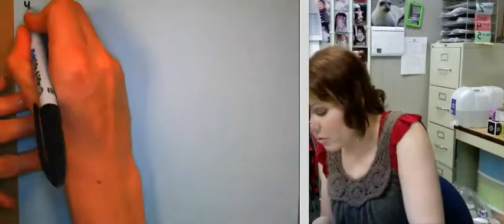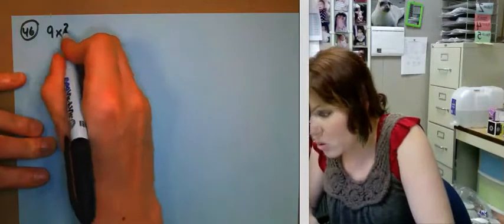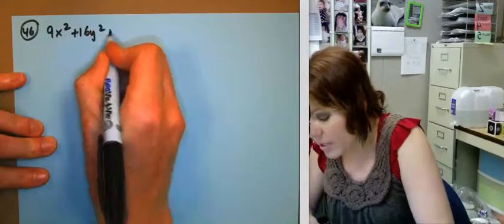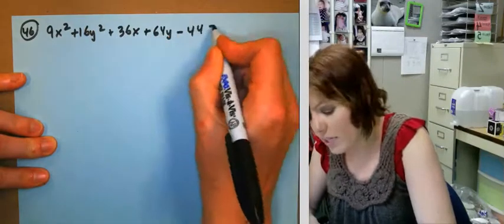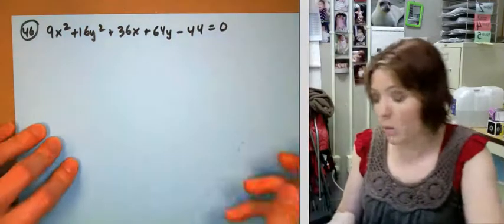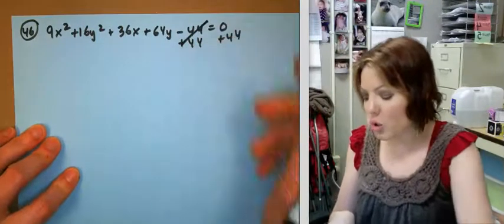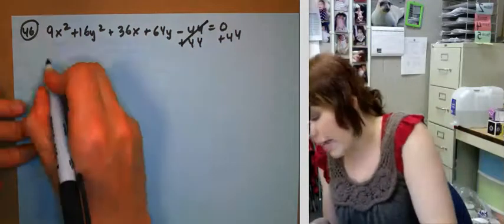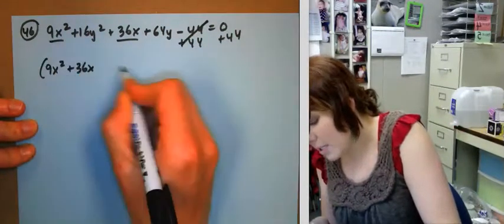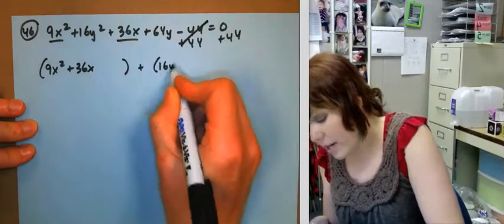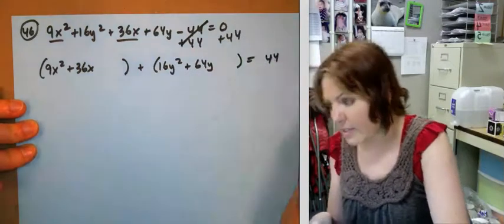Okay, now we're going to do number 46 in a similar kind of way. We've got 9x squared plus 16y squared plus 36x plus 64y minus 44 equals 0. Same thing. We want to add the 44, and at the same time, we want to group together the x's and the y's on the left. So we have 9x squared and 36x in one parentheses, 16y squared and 64y in the other, and 44 on the right-hand side.